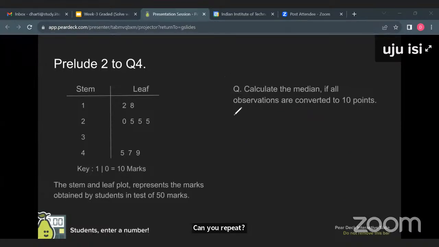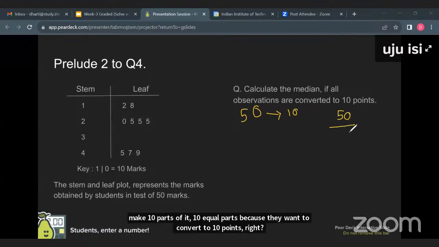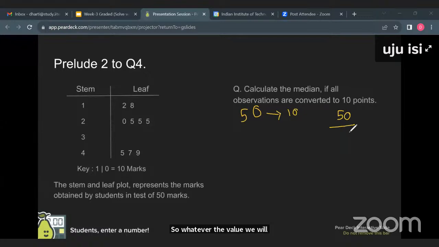Whatever your value is, let's say your value is 50 here. You want to make 10 equal parts of it, because we want to convert to 10 points, right? So whatever the value we have, we divide it by the number of bins, or equal intervals we want. Just divide the total number by the number of bins you want: 50 by 10, which is equal to 5. Now what does this 5 represent?